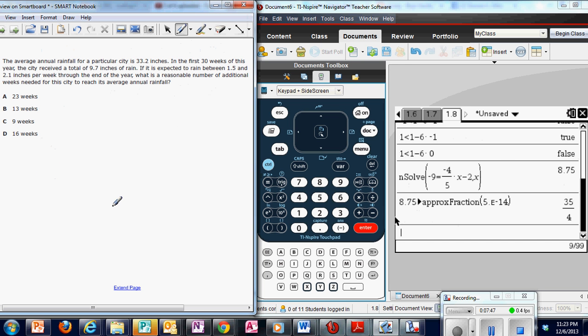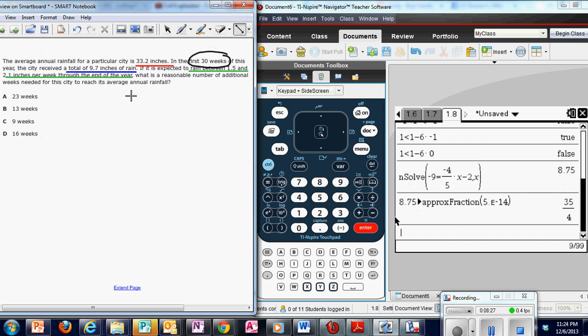Alright, the average annual rainfall for a particular city is 33.2 inches. In the first 30 weeks of this year, the city received 9.7 inches. Okay, and this is during the first 30 weeks. If it's expected to rain between 1.5 and 2.5 inches per week through the end of the year, what is a reasonable number of additional weeks needed for the city to reach its annual goal?